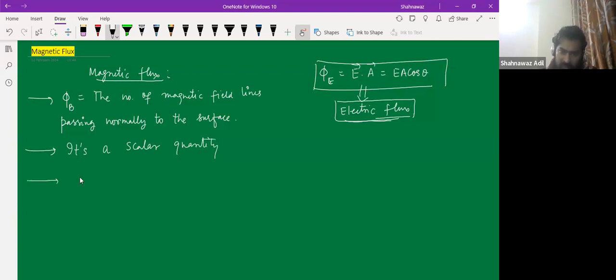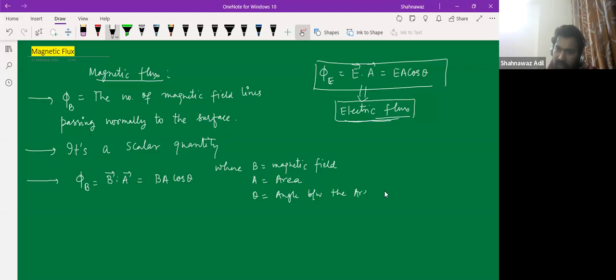And how do we write this? It is B dot A, which is BA cos theta, where B is the magnetic field, A is the area, and theta is the angle between the area vector and the magnetic field. This is very important.